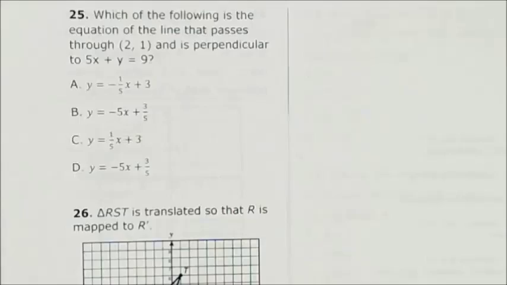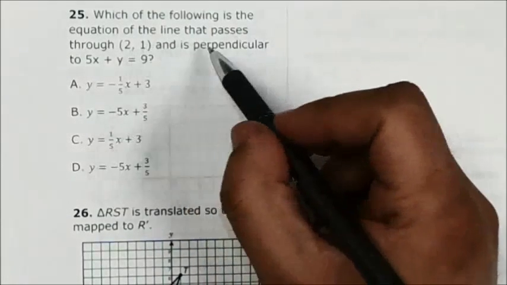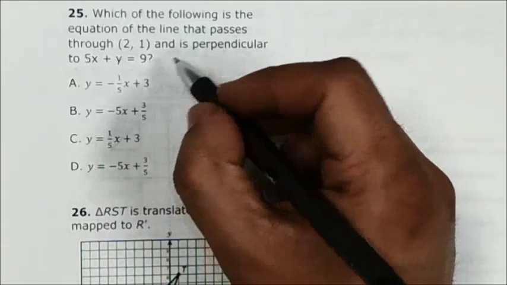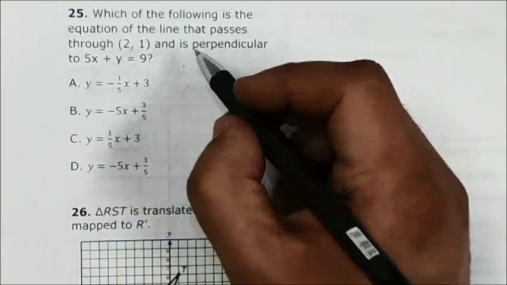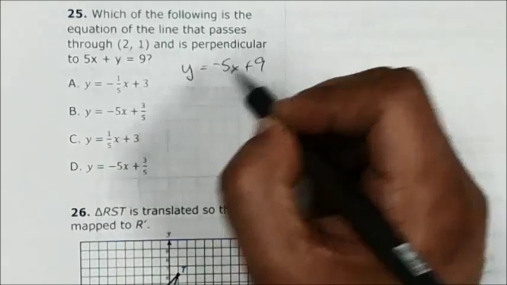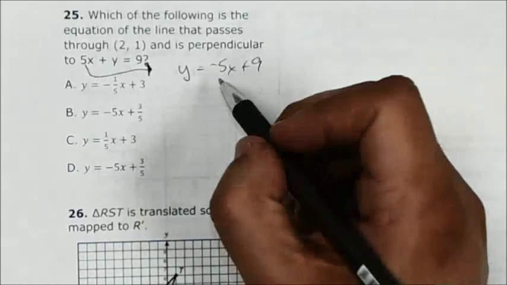All right, now on number 25, it says which of the following is the equation of the line that passes through 2, 1 and is perpendicular to 5x plus y equals 9. First thing to do again is to rewrite this in slope-intercept form, since that's what my choices are. So I have y is equal to -5x plus 9, because again I'm moving this over across the equal sign, so I have to change the sign.